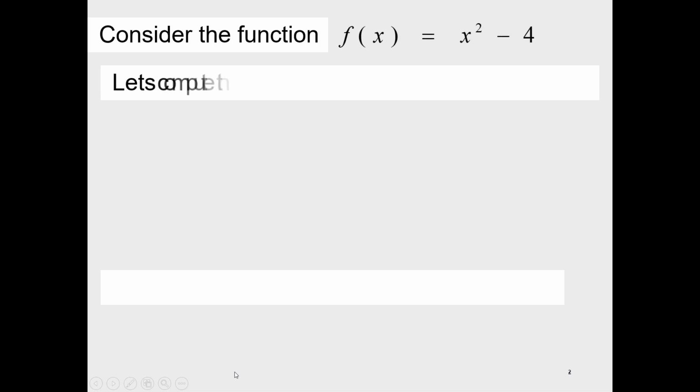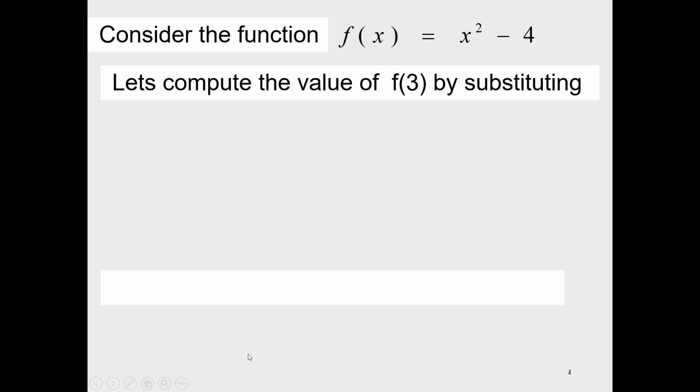Consider the function f of x is equal to x squared minus 4. Let us see what is the limit as x approaches 3 of f of x. When we say x approaches 3 of f of x, that means we want to know what is the value of y when x is equal to 3. So basically we are substituting this 3 in place of x.